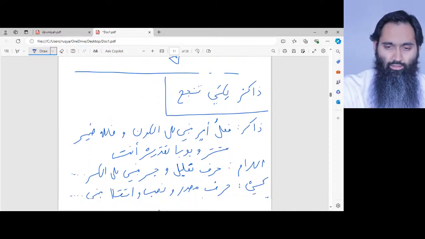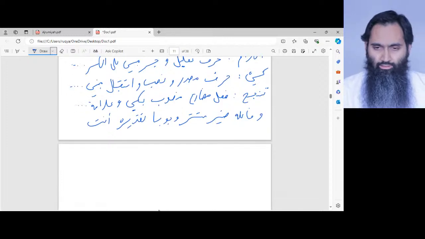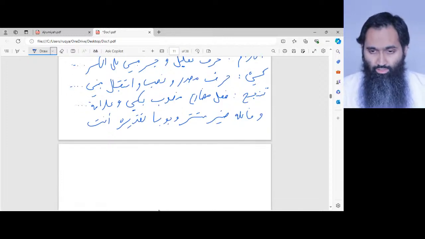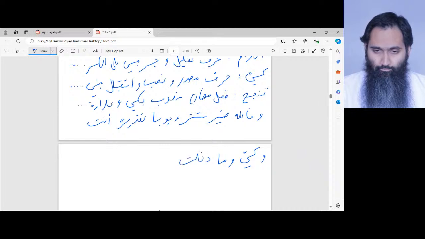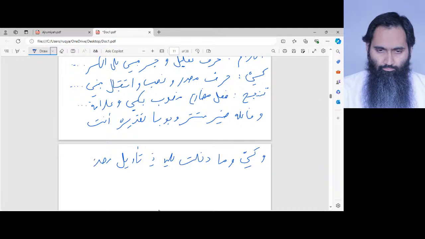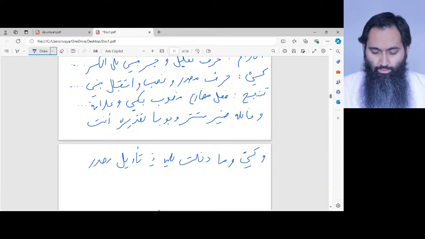Then the last bit is كي. وكي وما دخلت عليه في تأويل مصدر مجرور باللام.